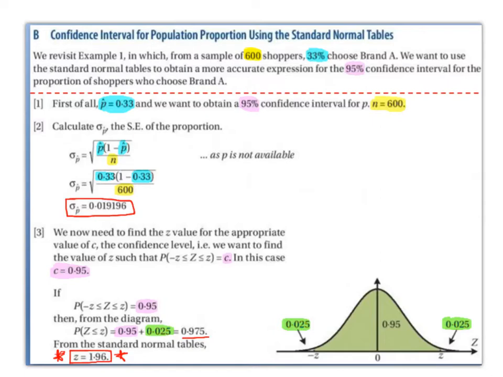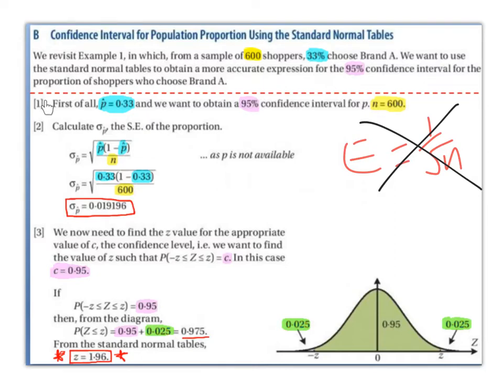So in the previous example, we used the empirical rule to work out this question. And the empirical rule states that for a 95% confidence interval, the margin of error equals 1 over root n. But we're not going to use this time because we want a more accurate expression. So in order to get a more accurate expression for a confidence interval, we use the standard normal tables.